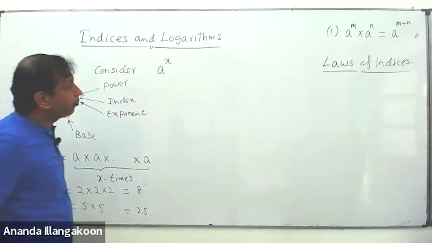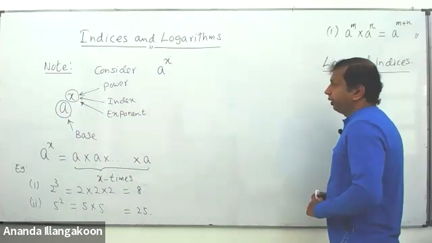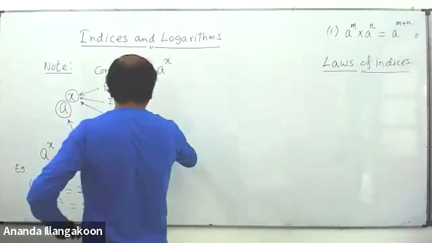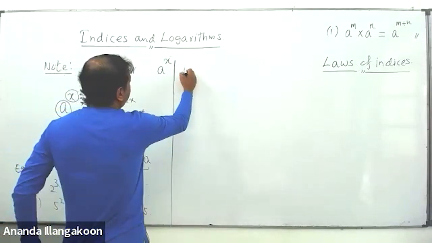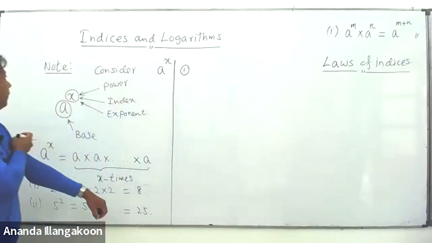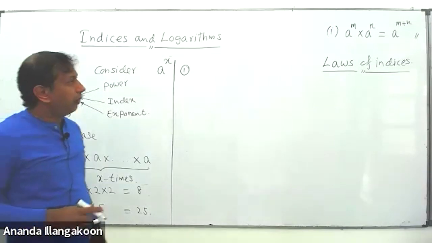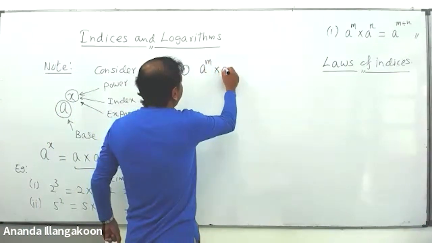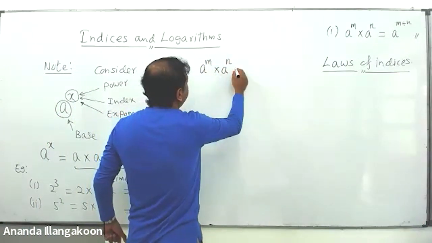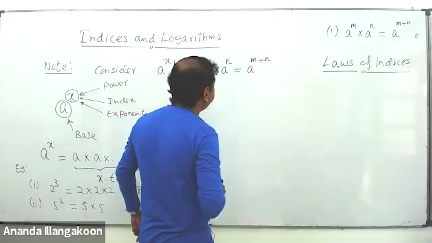Now, people, under laws of indices, the first law we are going to write. This is a note, people. The first law is a to the power m into a to the power n is equal to a to the power m plus n.